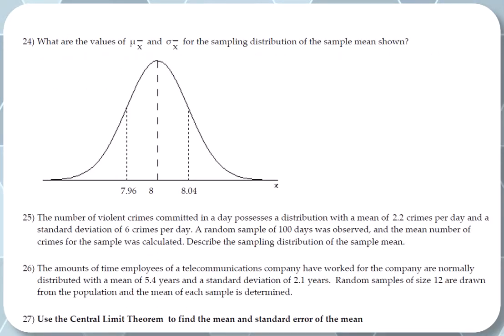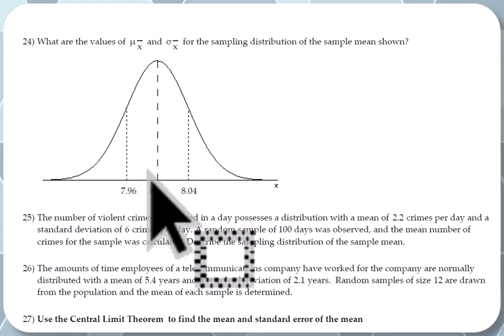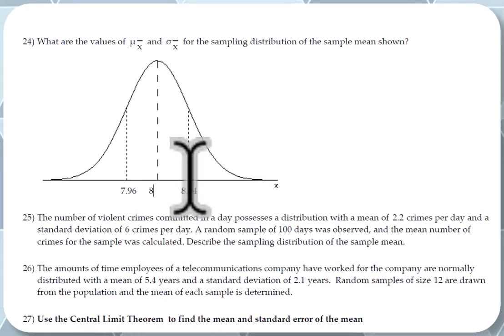Next question. This is x bar, guys. There should be a bar above this one right here. So to find the mean of x bar, it's the one in the center, 8. And the standard deviation is the difference between this value and the next one, which is 0.04. So mean of x bar is 8 and sigma of x bar is 0.04.